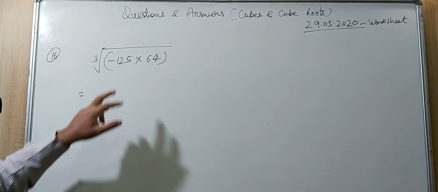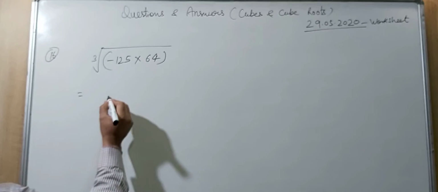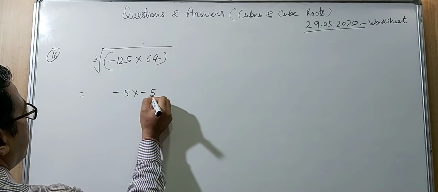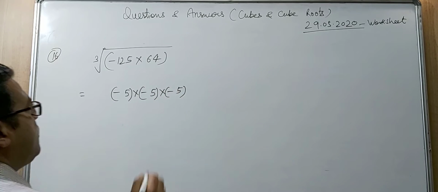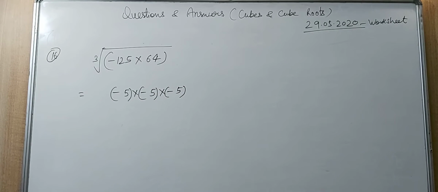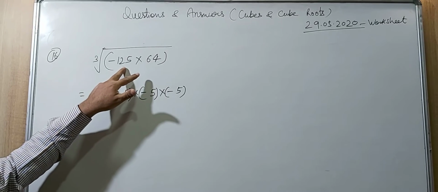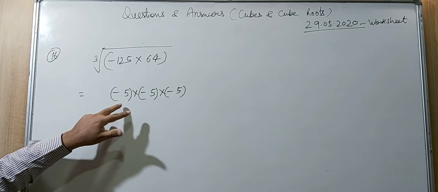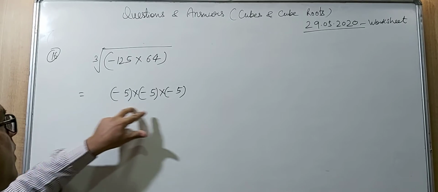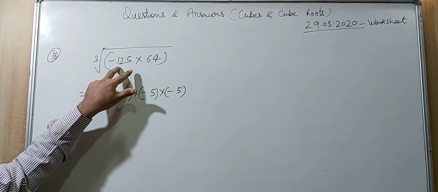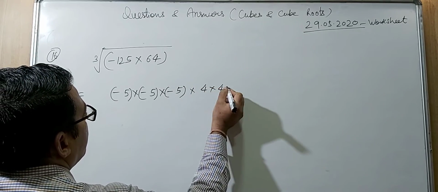So what we can do, you can write factors of 125 here. What are the factors of 125? We can write minus 5 into minus 5 into minus 5, three times we can write. As we know that 5 cube is 125, if we multiply 5 with 5 three times, we have 125. Since 125 is negative, we are taking here negative factors. Minus 5 into minus 5 into minus 5. If you multiply all these 5s together, you will get minus 125. And similarly here also we can write 4 into 4 into 4.